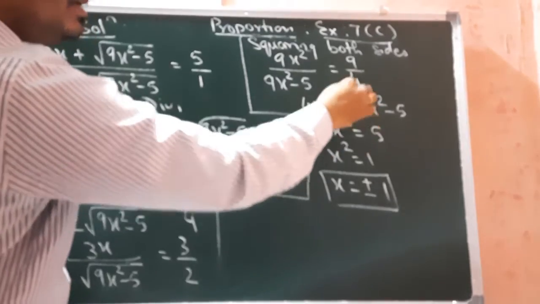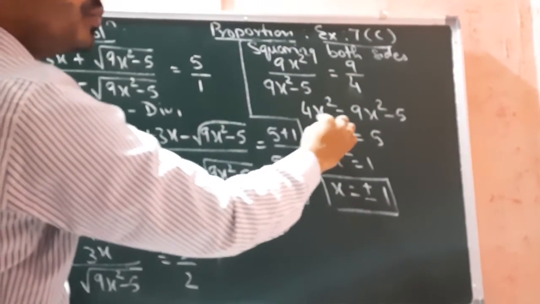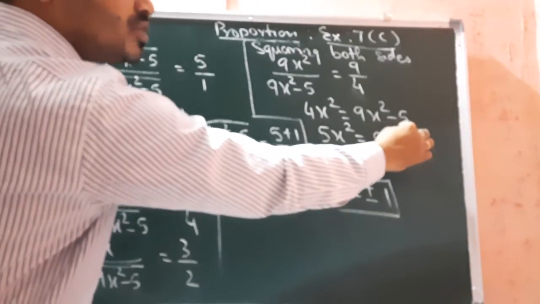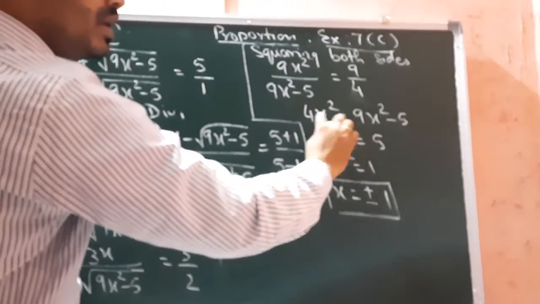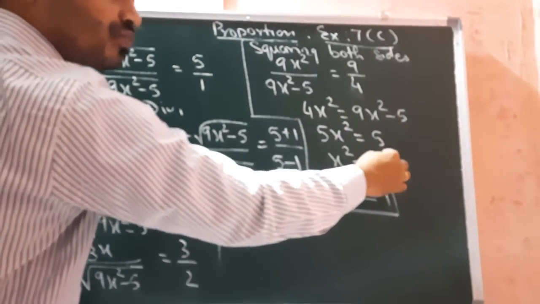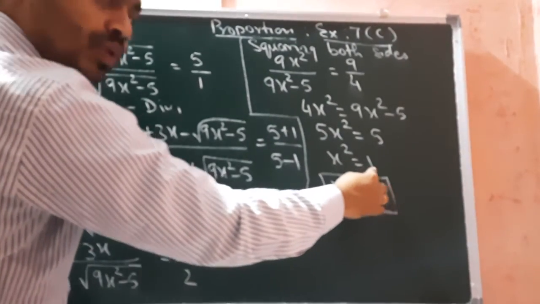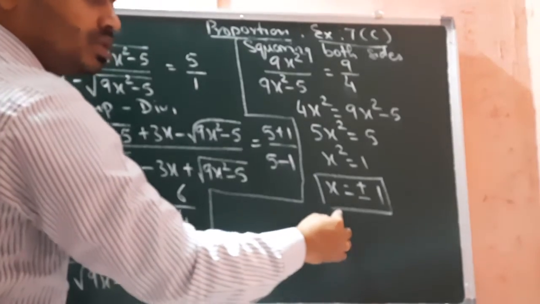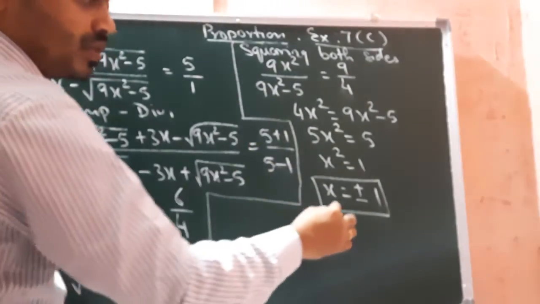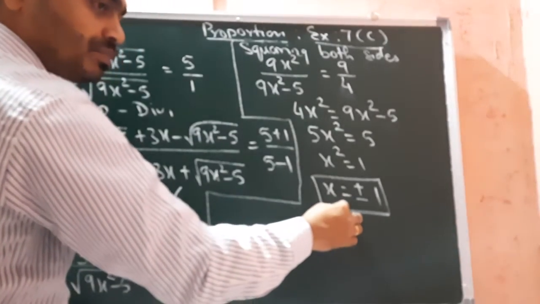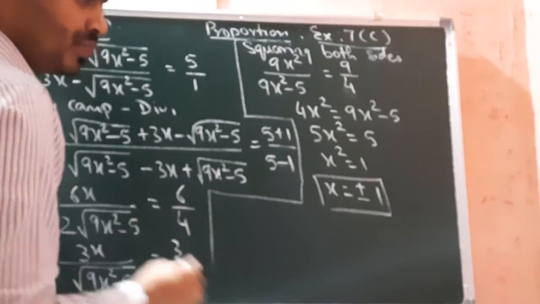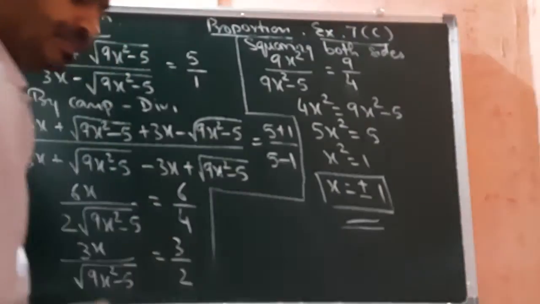9 gets cancelled, and doing cross multiplication, we get 4x² = 9x² − 5. 9x² is going to that side, 5 coming this side, so it becomes 5x² = 5. x² = 1. Taking the square root, we get x = ±1. Students, don't forget to write plus minus 1. If you just write x = 1, you will lose 1 mark. Okay, so this is the answer.